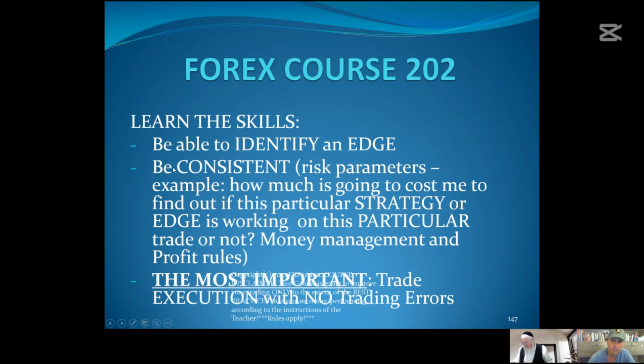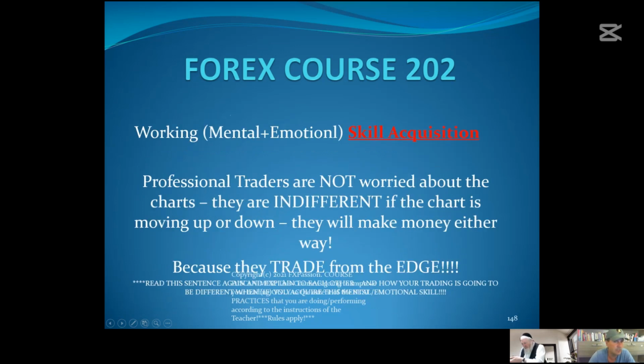Israel, how much are you risking per trade? 0.5% or 1%? 1%. So this is check. The most important, trade execution with no trading errors. We are still working on this. Next slide, working mental and emotional skill acquisition. Professional traders are not worried about the charts. They're indifferent if the chart is moving up or down. They will make money either way because they trade from the edge.